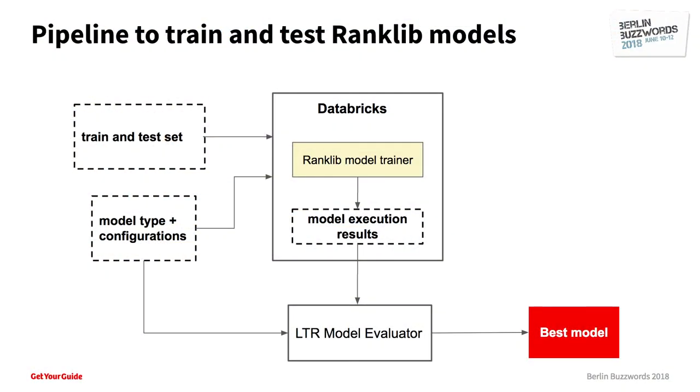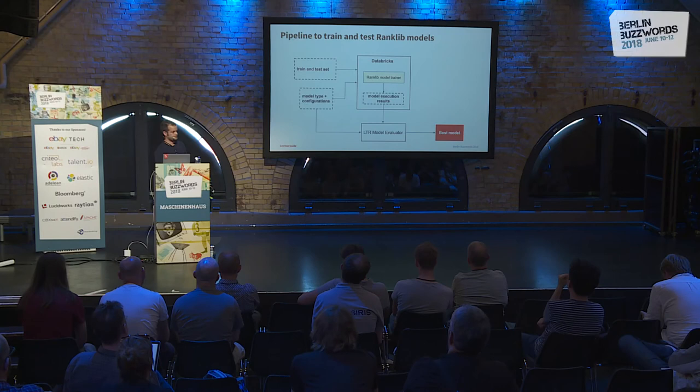You receive here the training and test set. And you have some model types and configurations. There's also another configuration file. In this version one, we decided to use RankLib. So in this configuration file, we have the model type that you want to try, and then the configurations. For example, we can use random forest, so a configuration would be the number of trees. So we receive both things in our RankLib model trainer.